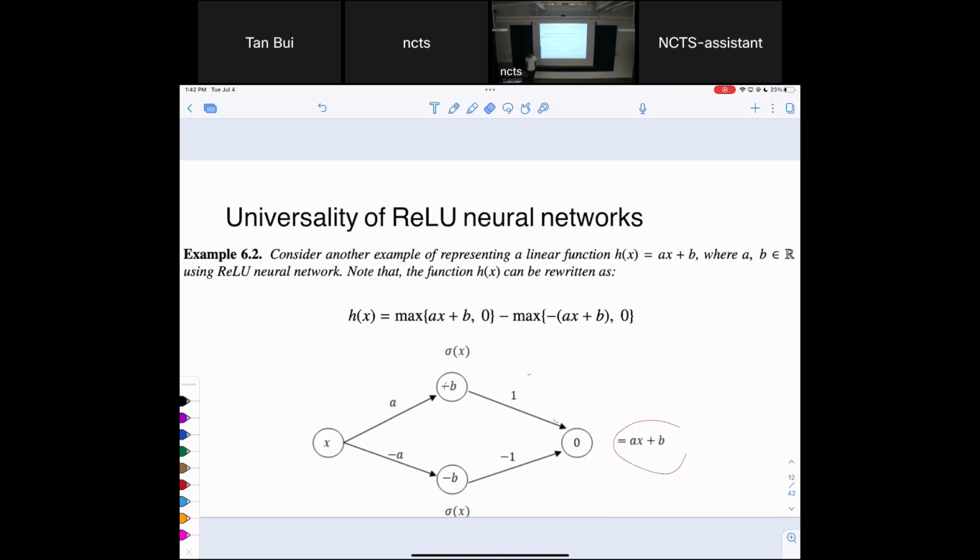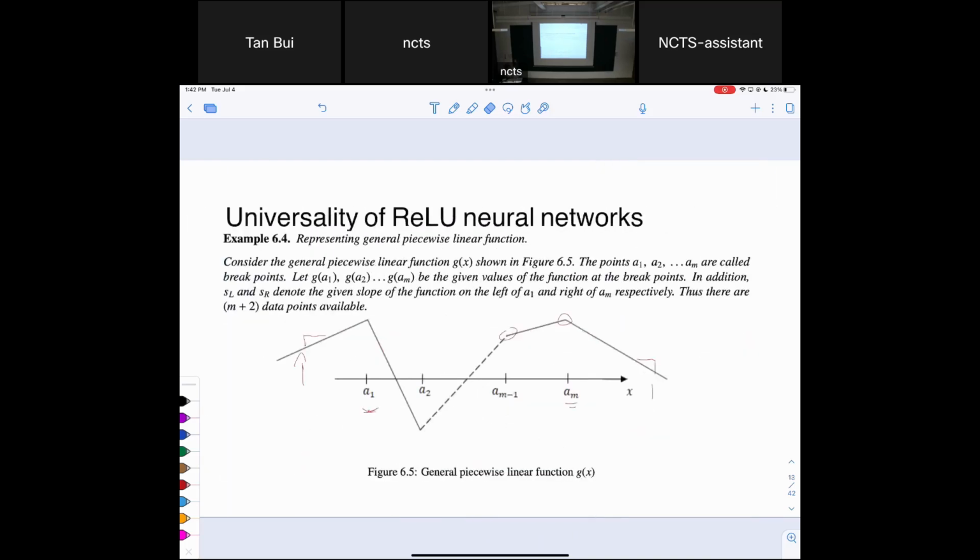So again, we have constructed a single layer neural network to represent the linear function exactly using ReLU with two neurons. Okay, this is a more interesting case, where you have a really piecewise linear function now.